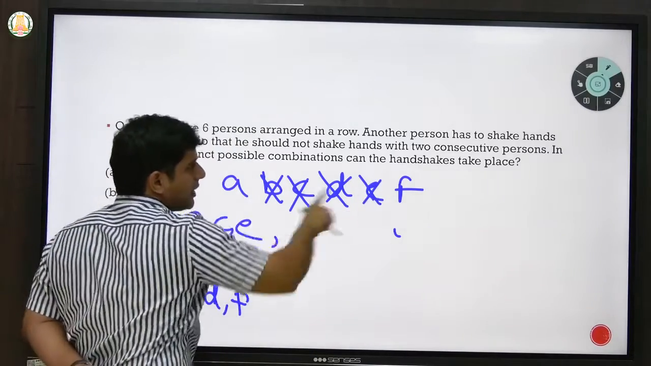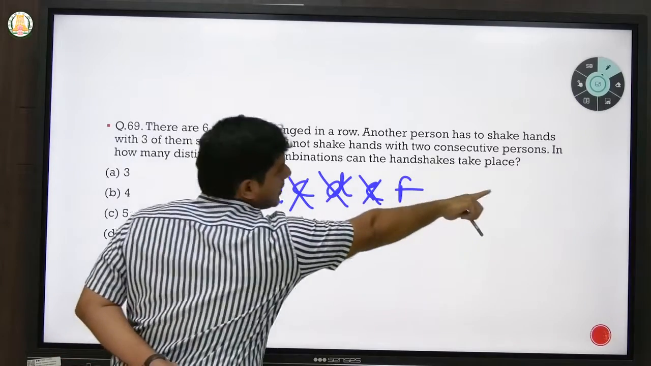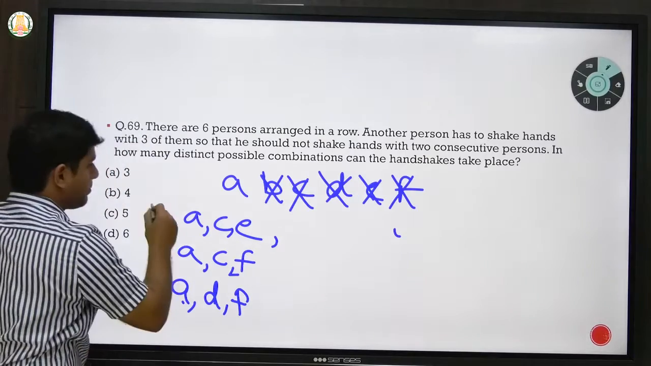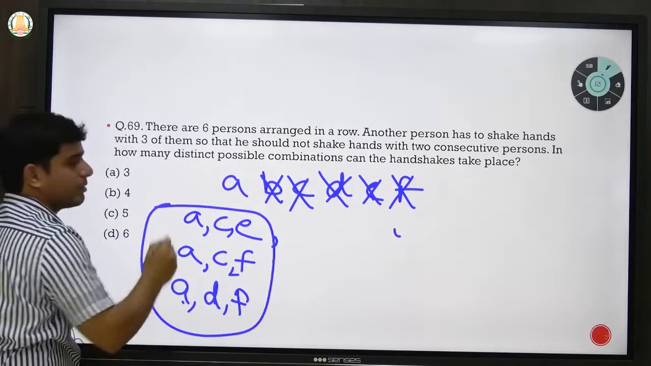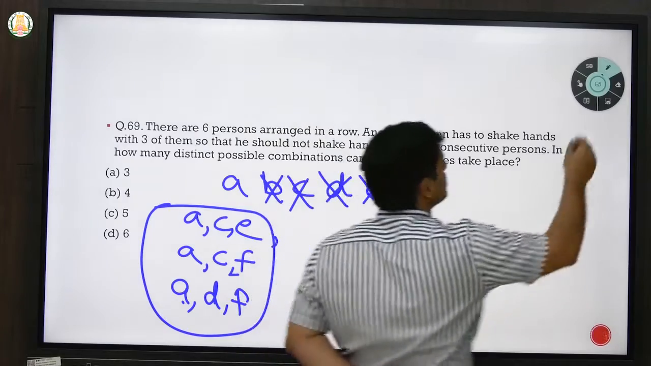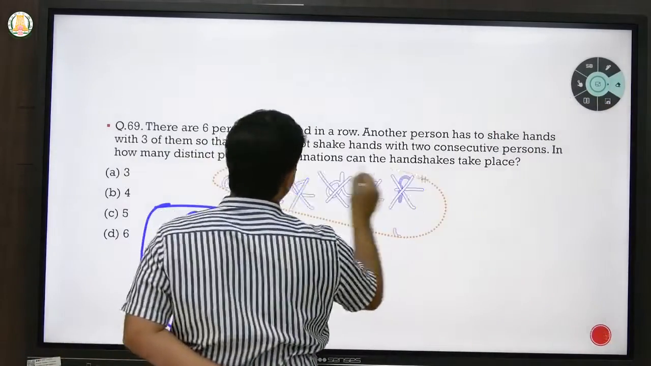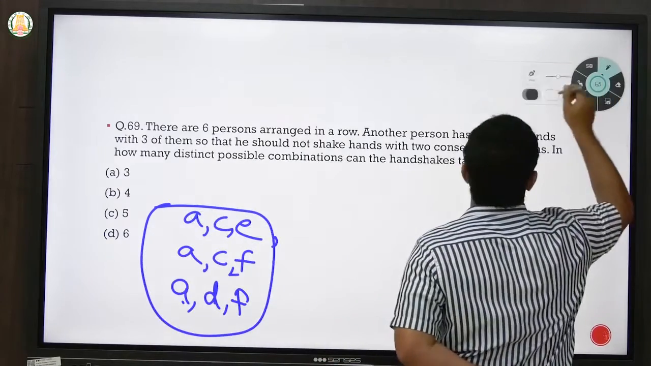Next you go with F. A and F is possible. But there is nothing else after F. So F also you can't do anymore. That means with respect to A, you have three combinations. Okay, this is one way of going logically. That means you will not make any kind of errors in such combination.